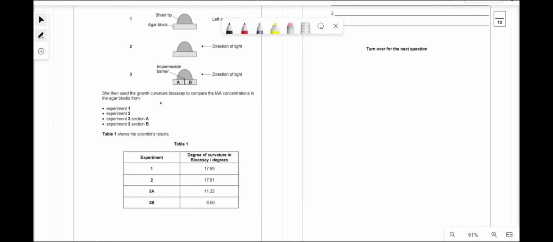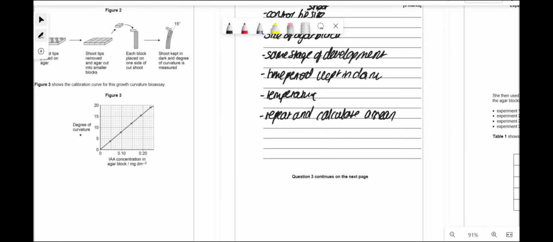She then used the growth curvature bioassay to compare the IAA concentrations in the agar blocks between experiment 1, 2, 3A and 3B. So we've got the degree of curvature here. Now we need to relate this back to the graph that they've given us before. The higher degree of curvature implies that there's a higher concentration of IAA in the block because they're proportional. There's a nice straight line there. So that's what they're trying to catch you out on here.